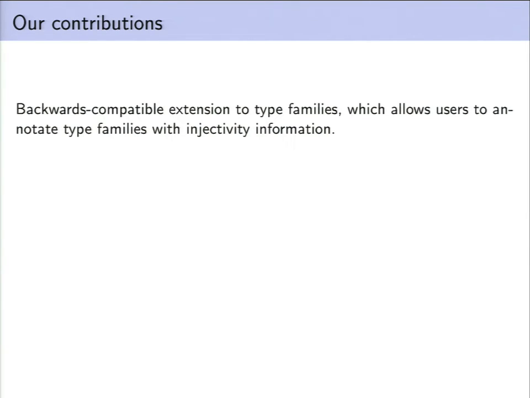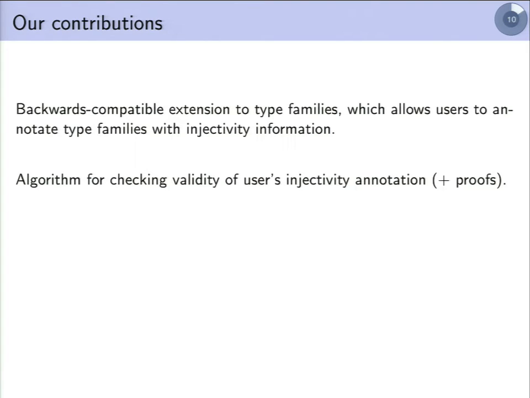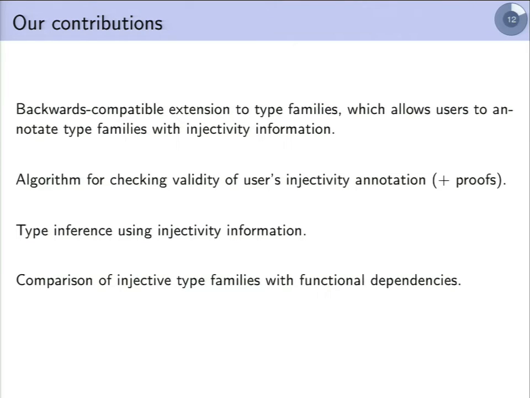Our contribution is, firstly, a backwards compatible extension to GHC's type family mechanism that allows users to annotate type families with injectivity information. Once we have the annotation, GHC verifies that the given type family equations actually match the annotation, and we provide proofs of soundness and completeness. And we also present how to use injectivity information during type inference. And finally, we also provide some comparison between injective type families and functional dependencies.